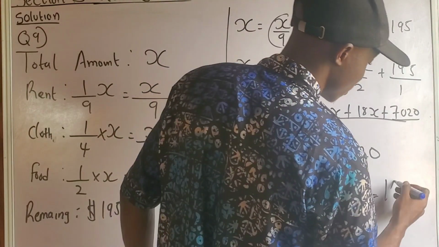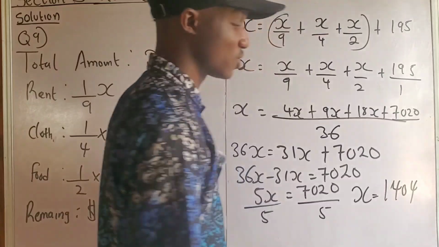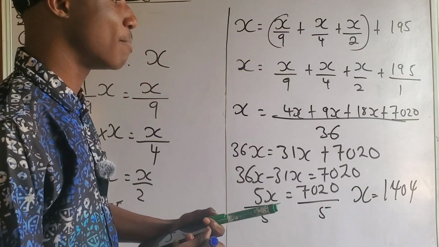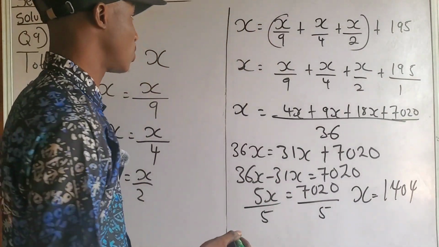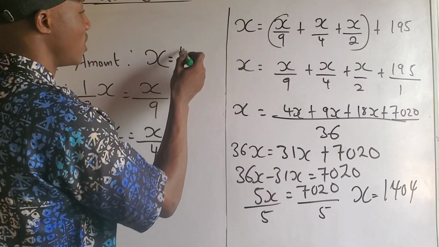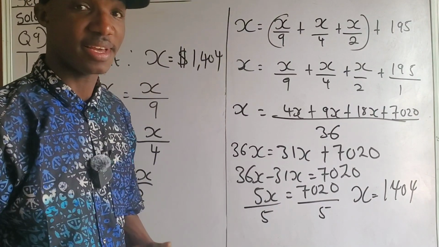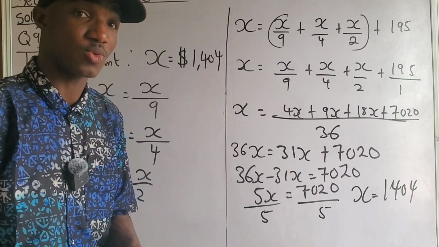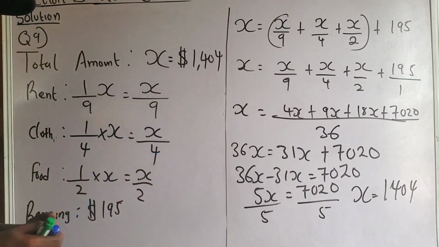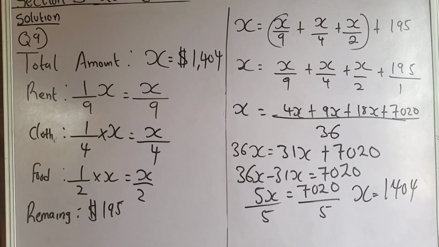That is 1,404. So the value of x, which is the amount that she earns in a month, is $1,404. You understand? $1,404. Do you get the explanation? Okay, that's good. Now let's proceed to the next question, which is question 9b. That one that I did is 9a.